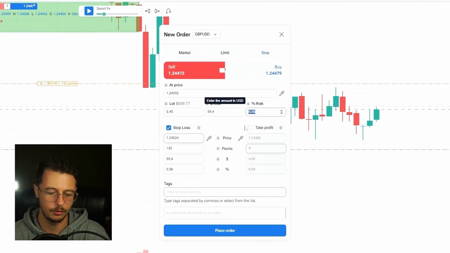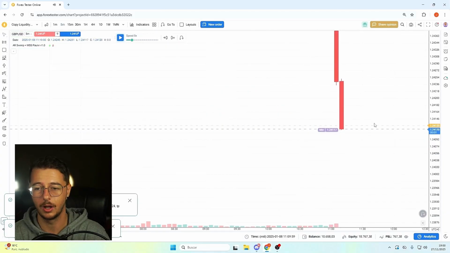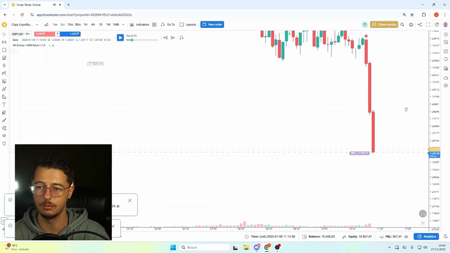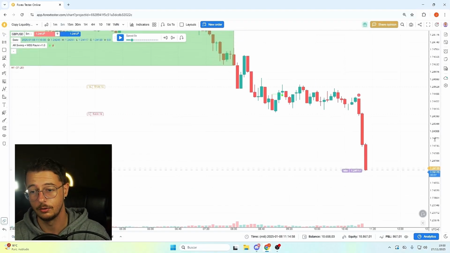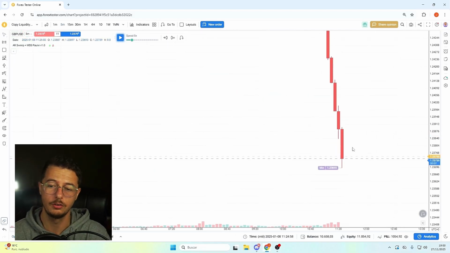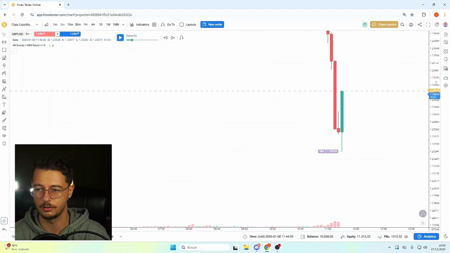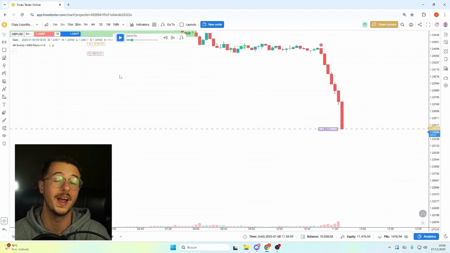There we go. Set this to a 1% risk, and let's place the order, and let's see what happens. Well, that is a really nice push down. We've already made a risk reward of 1 to 2. So this is where I say that we could consider using different types of risk management just to protect our capital, because ladies and gentlemen, look at this. We're looking at a risk reward of 1 to 8.